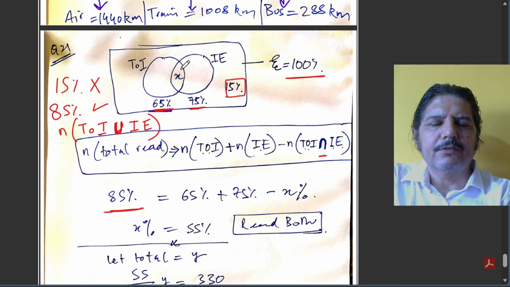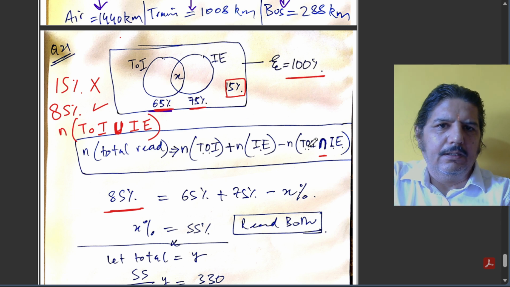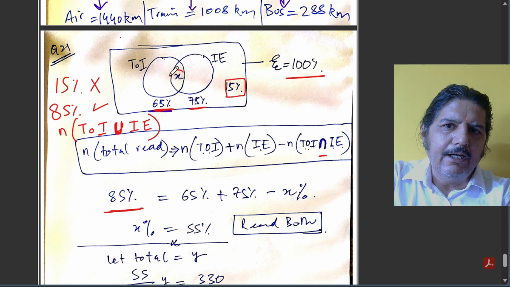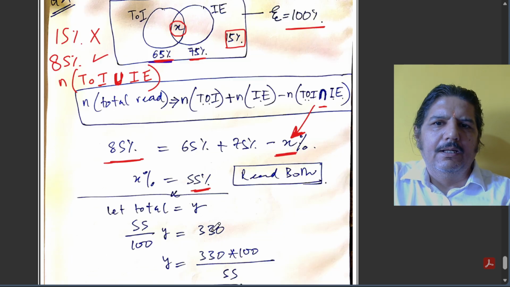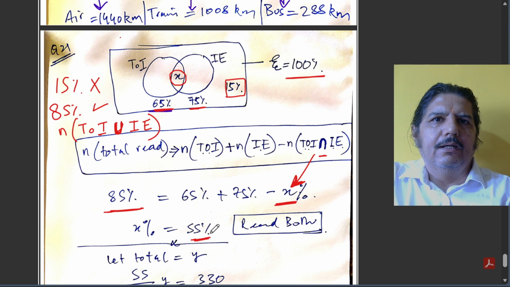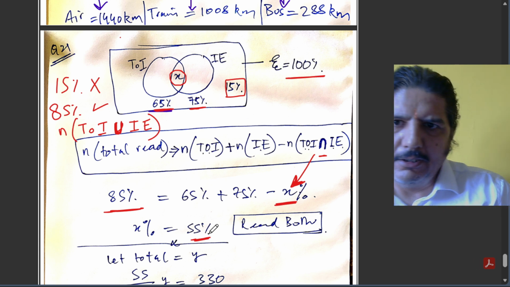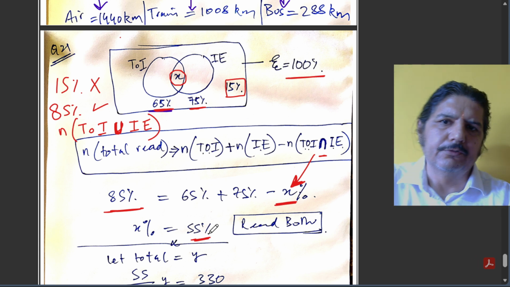Another thing that you need to understand is that when we are taking these percentages, this intersection I have assumed to be X. I am calculating for X. So you see X here. And then when I have calculated, I find that the value of X is 55%. I hope you are here till now. So this X is 55%.